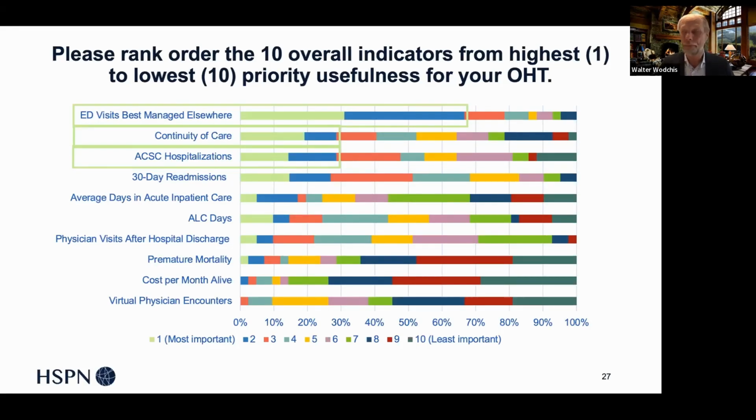I'll say I was disappointed that cost per month alive didn't make it to the top of the list. I'm a health economist for those people who weren't aware. But I appreciate that these are areas that are somewhat looking upstream and towards a more integrated and population health approach, which is quite helpful, I think, for Ontario Health teams. It's not just specifically within an organization such as a hospital. They do relate to hospital use, but I think the way to help solve these problems is through strong partnership with community. So I was pleased to see these ones.